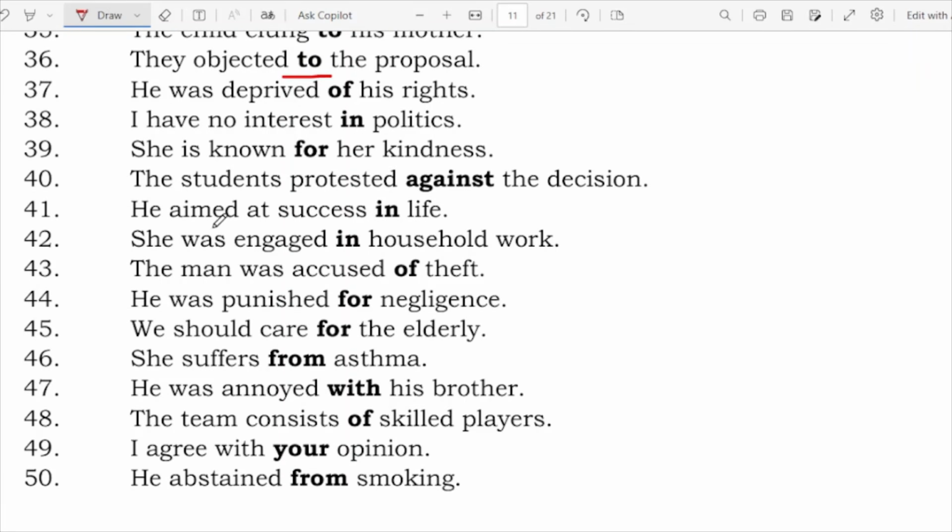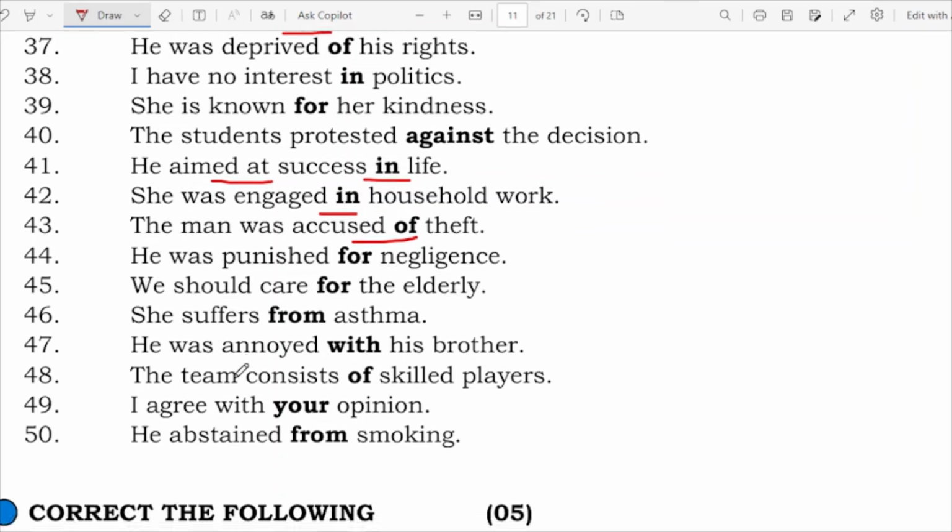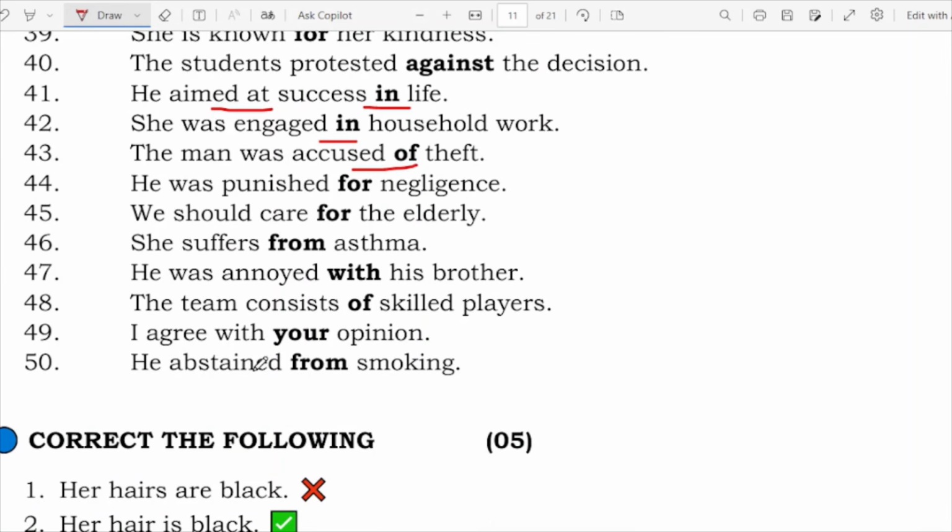He aimed at success in life. She was engaged in household work. The man was accused of theft. He was punished for negligence. We should care for the elderly. He suffers from asthma. He was annoyed with his brother, and when you talk about behavior, he is annoyed at his behavior. The team consists of skilled players. I agree with your opinion. Here we have, I agree to your opinion, this is not with, and when we talk about a person, you can say I agree with you. So here we have to. He abstained from smoking.